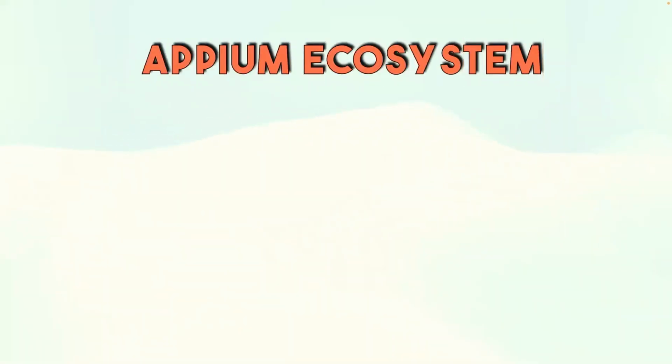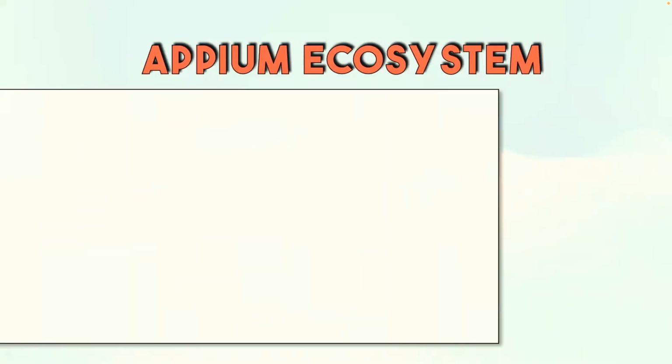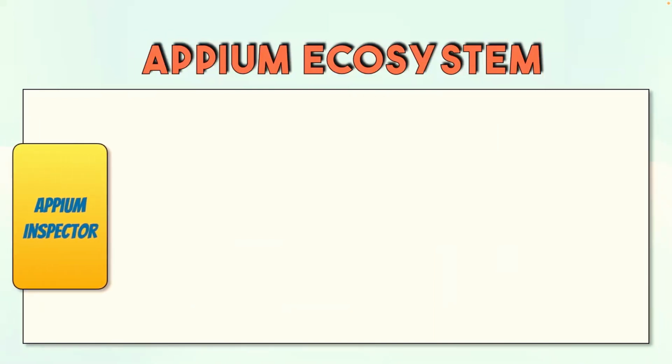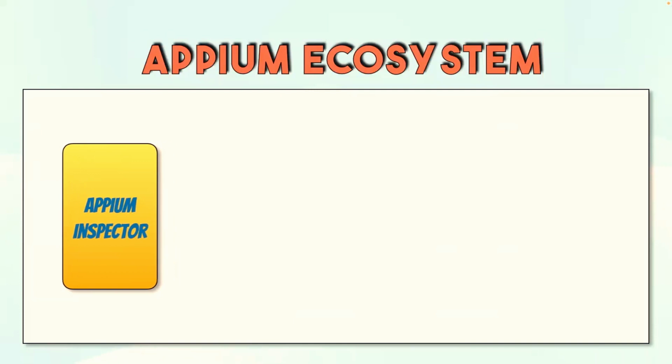Now let's check out the Appium ecosystem. There are different components which make up the complete Appium ecosystem. These components are Appium Inspector, the first component. This Appium Inspector is a desktop-based application which you can use to inspect and identify different locators on your application. And you can also execute different Appium commands on the device and the application manually using this particular tool.